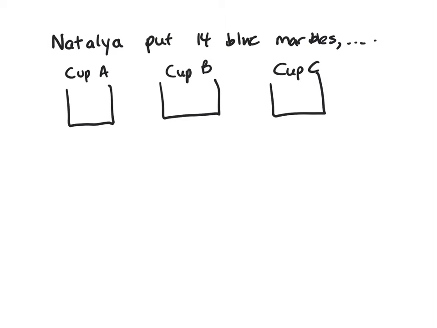We have 14 of each color of marbles, and she puts 2 blue and 6 red in cup A, and 6 blue and 4 red in B, and 6 blue and 4 red in C. And then somebody comes along and randomly picks 3 marbles, one from each cup, and we're trying to figure out the probability of getting 3 blues, and then the probability of selecting 3 reds.